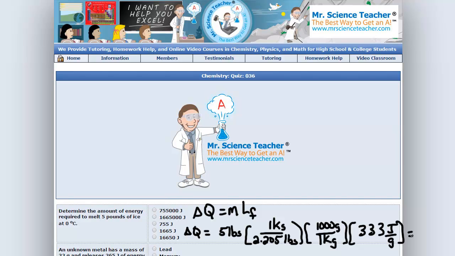And we're going to get 755,102, and the units are joules. 755,102 joules, about 755,000 joules.